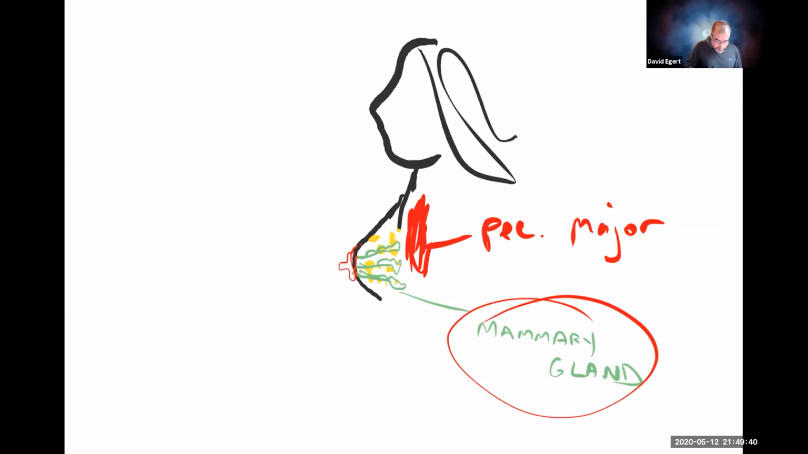And the nipple has an area around it called the areola, which just means little area. And again, the nipple is where the actual little glands all feed into. There are connective tissue ligaments that support the breast, and they are called the suspensory ligaments.